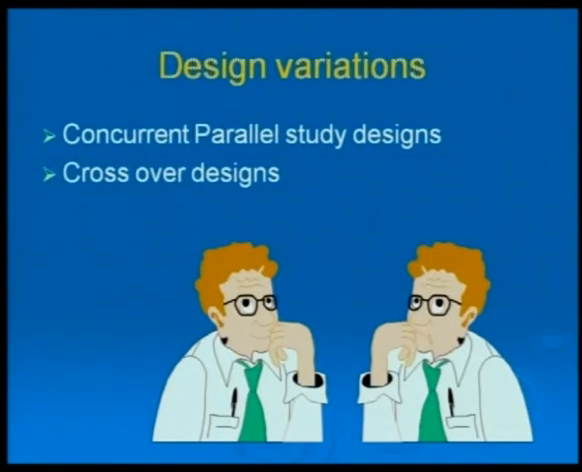Now coming to different types of RCT, one is the concurrent parallel design and the second is the crossover design. Concurrent parallel study design means we follow these patients over a period of time. We assign them either into the study group or the control group. That means one will receive the treatment, and the other will not. But it is a prospective cohort, which means we will follow them up to certain times.